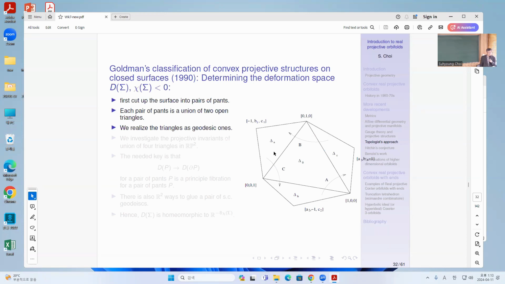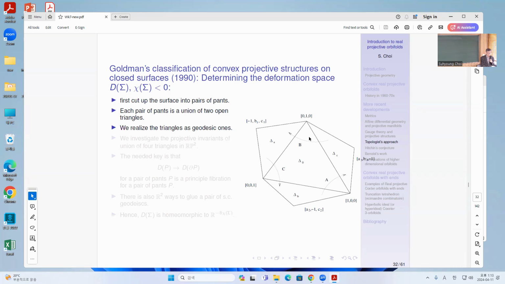So how did Goldman classify the convex projective structures on closed surfaces? The idea is that you can cut the surface into pairs of pants. Okay, so those are the elementary pieces of surfaces. You cannot cut it up further into subsurfaces of negative Euler characteristic anymore. Then each pair of pants is a union of two open triangles, so it is homeomorphic to this union of two triangles. But you have to glue this side to this side, this side to this side, and then this side to this side.